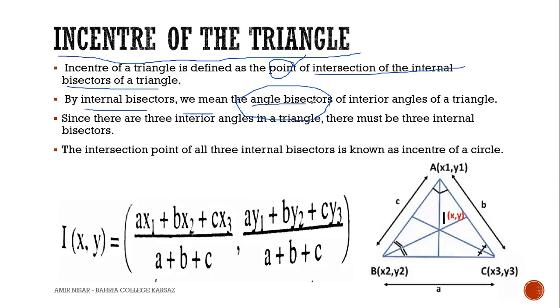I can show you this angle bisector in the figure. Here you can see this line. What this line is doing, this line is dividing this angle into two equal parts. This segment and this segment are equal.